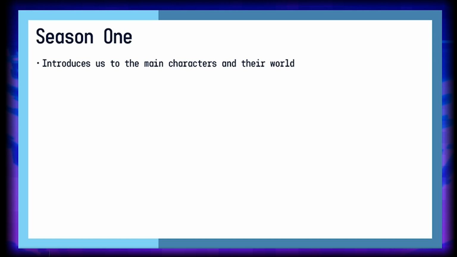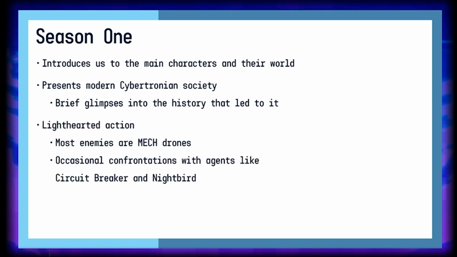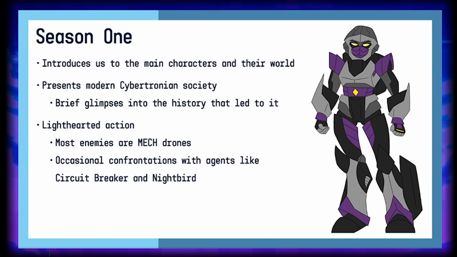Now, Season 1, of course, introduces us to our main characters and the world they're familiar with. It establishes modern Cybertronian society and gives us very brief glimpses into the history that led to things being how they are now. The action the kids face is more lighthearted. Most of the enemies they help Nest take down are just remotely operated mech drones, though they do have occasional confrontations with the Saboteur Circuit Breaker and the mysterious spy, Nightbird.